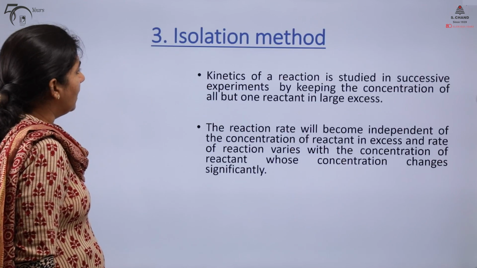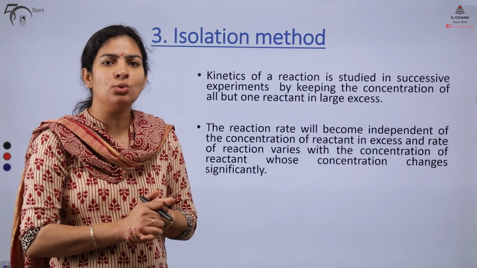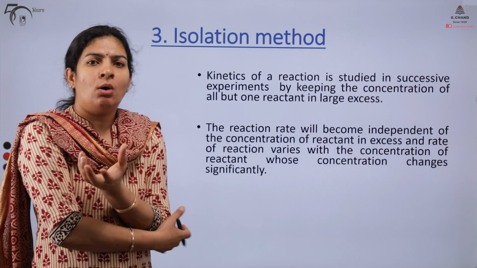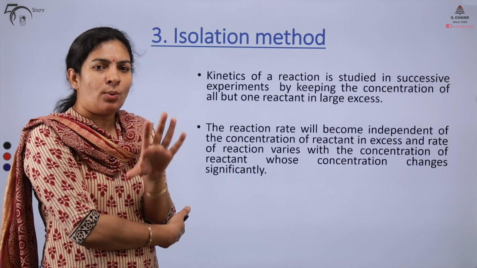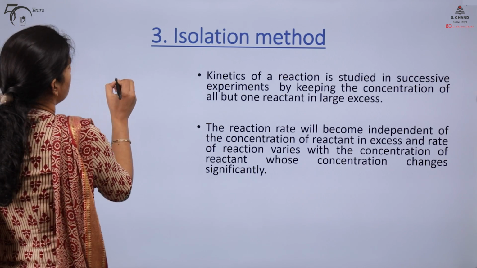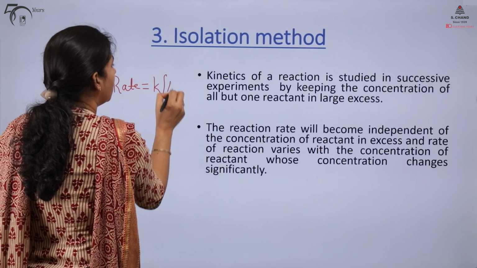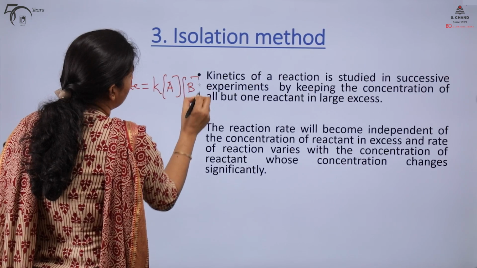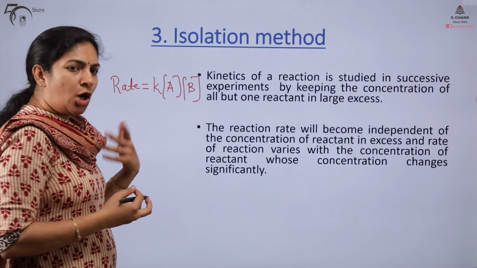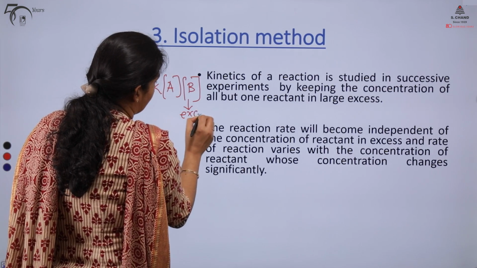The next method is the isolation method. This is a very common technique. Usually we do follow this technique in the laboratory in order to find out the order of a given reaction. So suppose I have the rate of a reaction which is related to the concentration of the two reactants A and B, right. So what do I do? I carry out this experiment by keeping one of these reactants in excess.